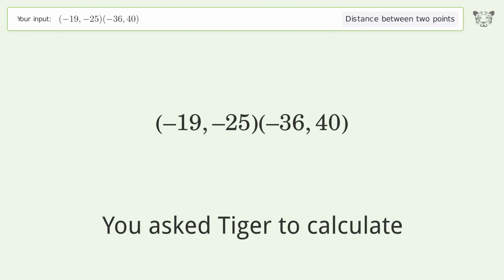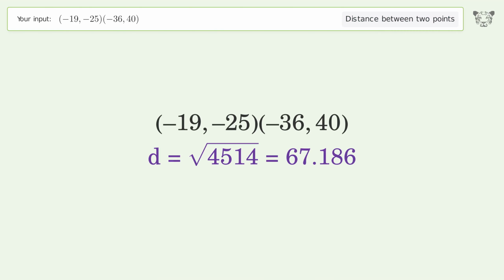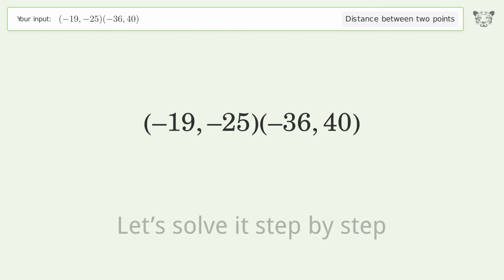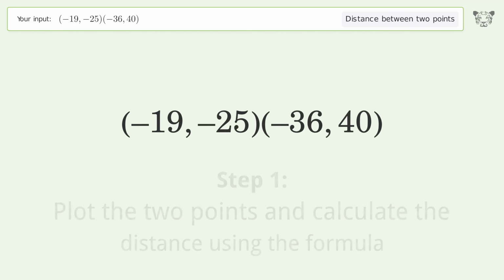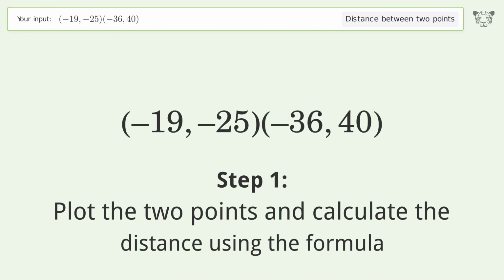You ask Tiger to calculate. This deals with the distance between 2 points. The distance between the 2 points is the square root of 4,514, or 67.186. Let's solve it step by step. Plot the 2 points and calculate the distance using the formula.